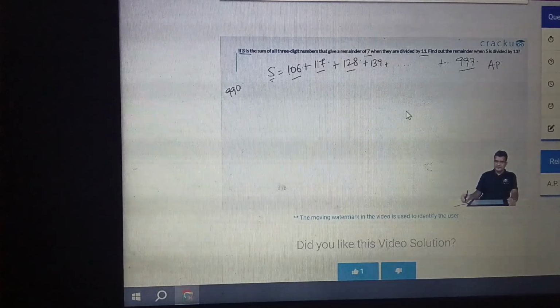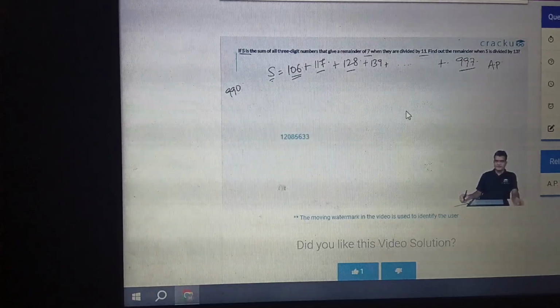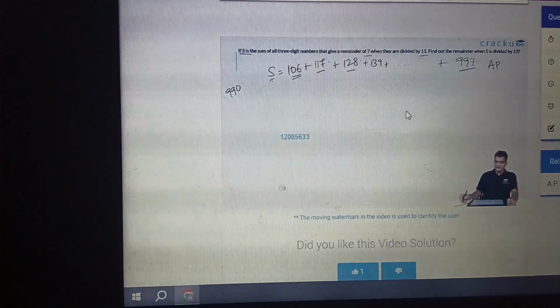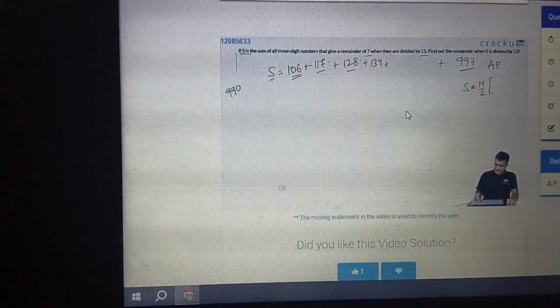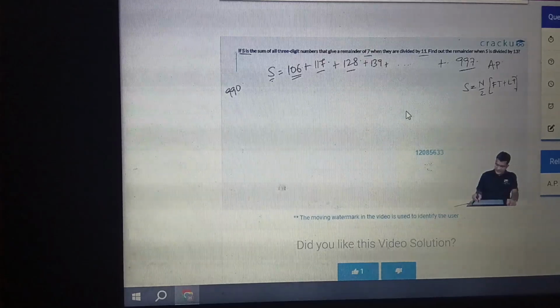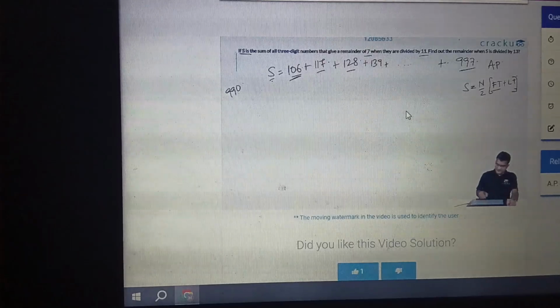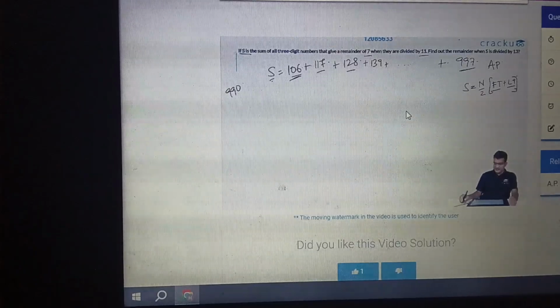This is clearly an arithmetic progression. If you are trying to sum up the arithmetic progression where you know the first term and you know the last term, if you just know the number of terms, it becomes very easy to calculate the sum. Because if you are assuming that the number of terms is n, then the sum will be equal to n by 2 into first term plus last term. Here we know the value of the first term, that is equal to 106. We also know the value of the last term, this is 997. So let us calculate the number of terms.